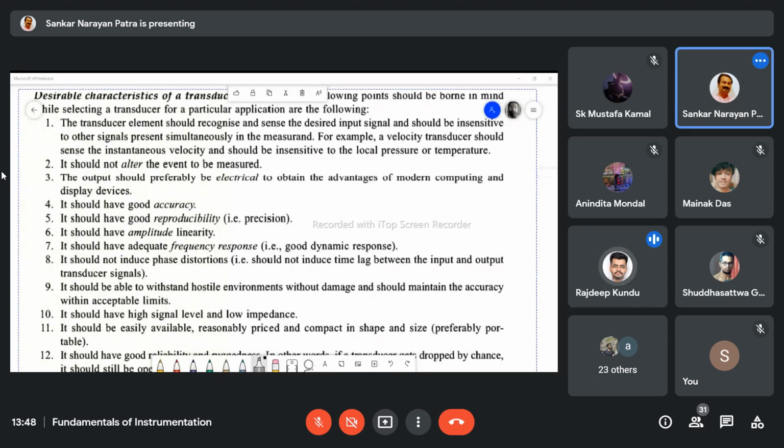Yes. So what I said earlier, the transducer measuring a particular parameter, like I have given an example and discussed the block diagram where the velocity or the displacement or the acceleration can be converted into electrical output. Now we can say there will be desirable characteristics of a transducer: the transducer element should recognize and sense the desired input signal. Desired input signal means what? It means that particular physical parameter which you are going to measure here, not the other parameters, and it should be insensitive to the other signals.